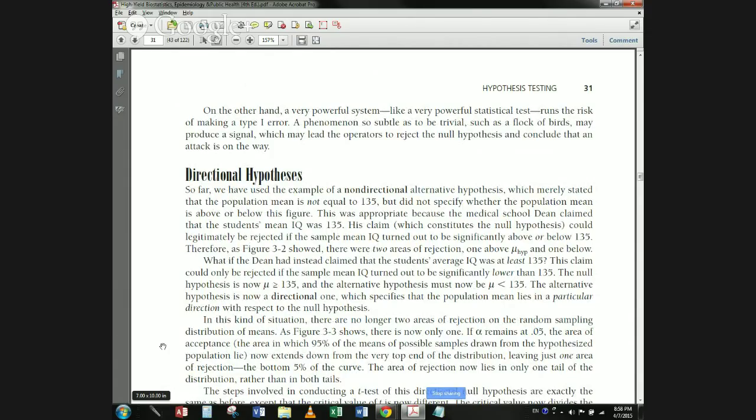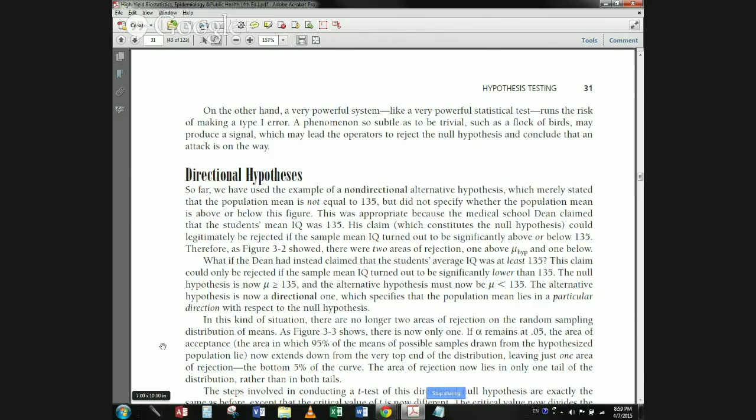So far, we have used the example of a non-directional alternative hypothesis, which merely stated that the population mean is not equal to 135, but did not specify whether the population mean is above or below this figure. This was appropriate because the medical school dean claimed that the students' mean IQ was 135. His claim, which constitutes the null hypothesis, could legitimately be rejected if the sample mean IQ turned out to be significantly above or below 135. Therefore, as figure 3.2 showed, there were two areas of rejection, one above the null hypothesis and one below.